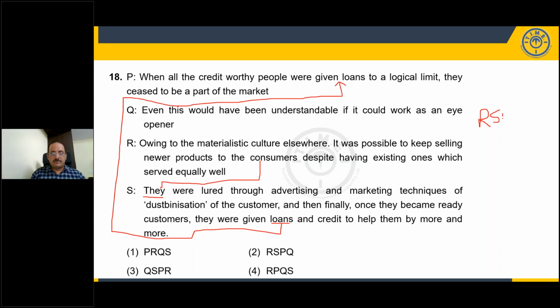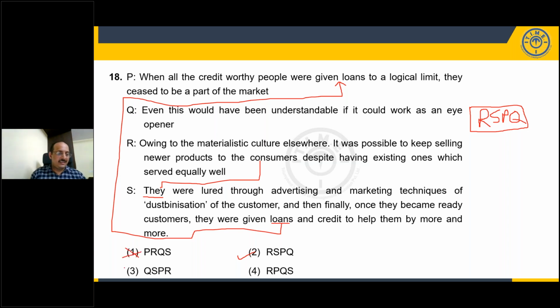So after RS, P came, and even this would have been understandable, could work as an eye opener. So RSPQ therefore becomes a possible order for me. Do I have an option like that? Yes, option number 2. Is this clear, guys, how we worked it out?